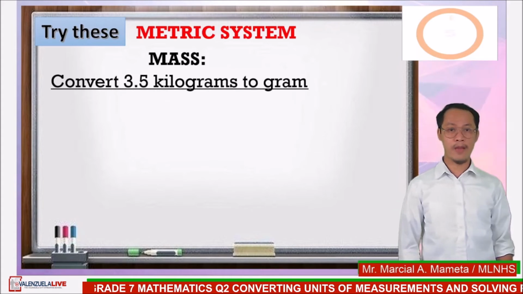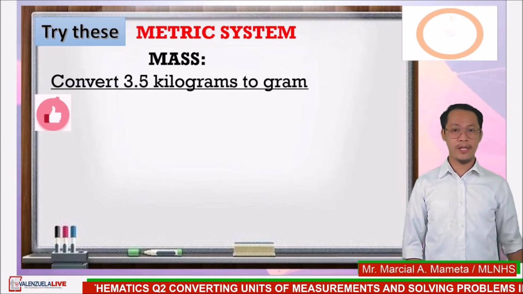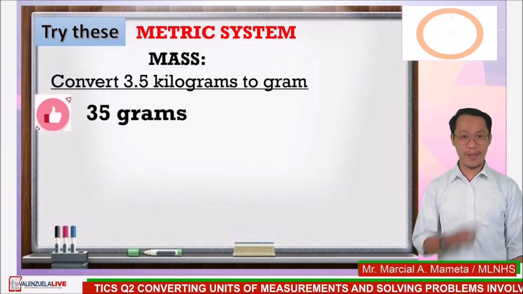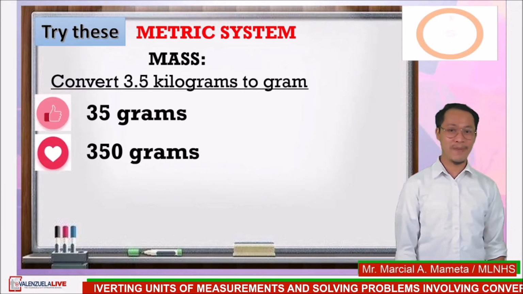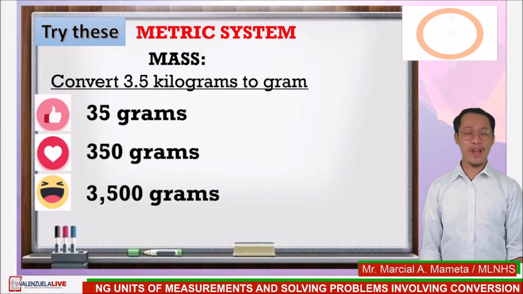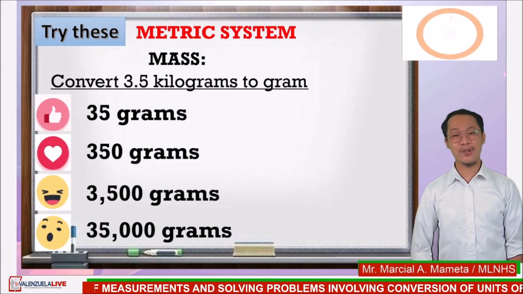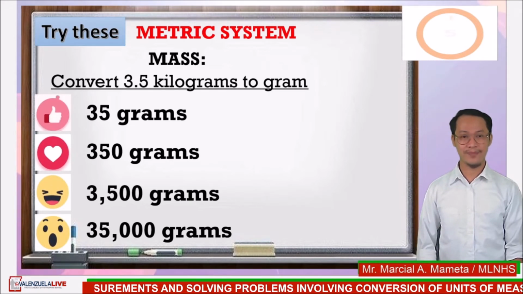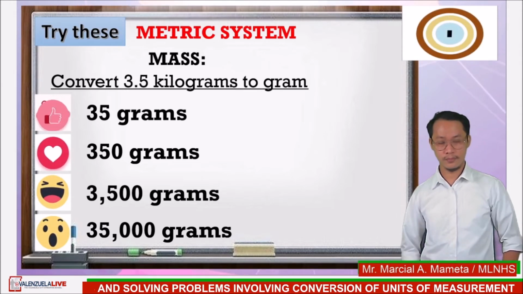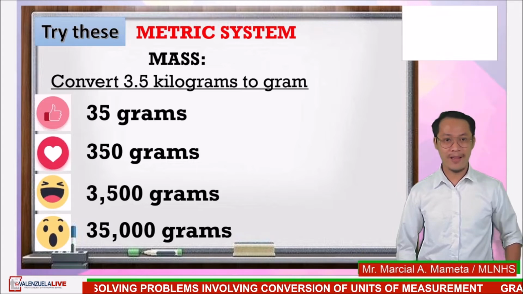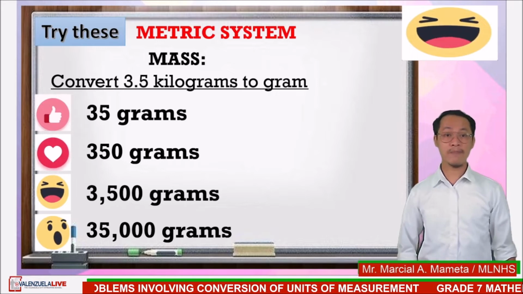Try this. Metric system again. This time, mass. Convert 3.5 kilograms to grams. Hit like if your answer is 35 grams. Hit heart if your answer is 350 grams. Hit haha if your answer is 3,500 grams. And hit wow if your answer is 35,000 grams. 5 seconds. Time is up. The correct reaction button is haha, 3,500 grams.